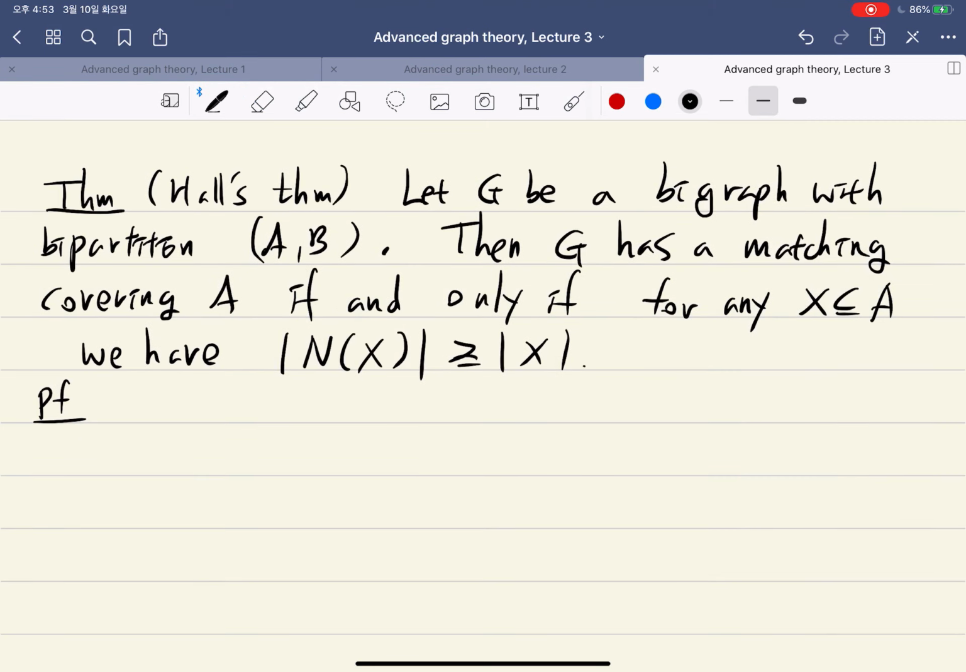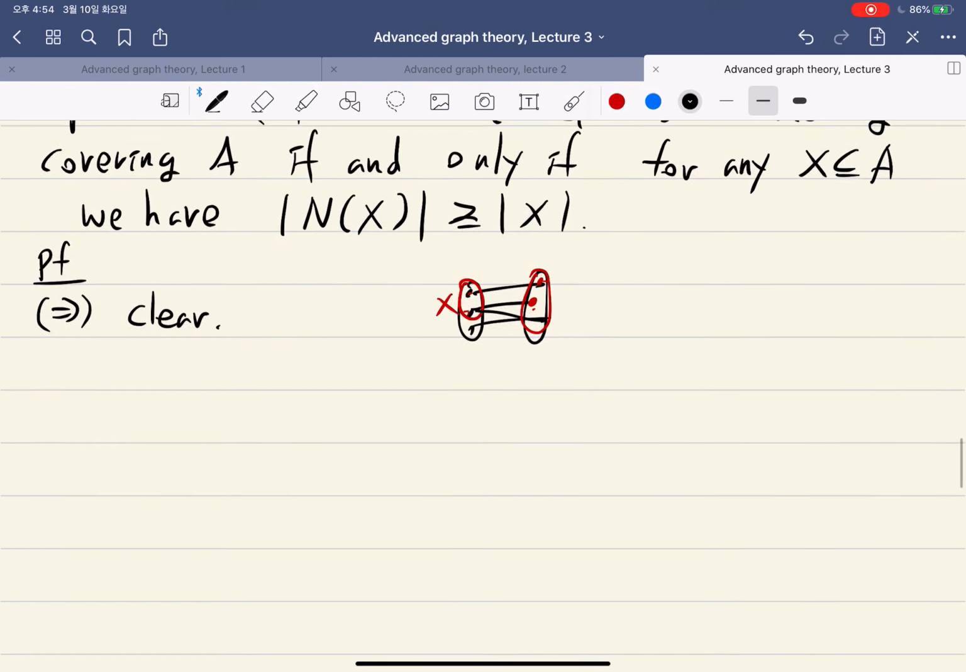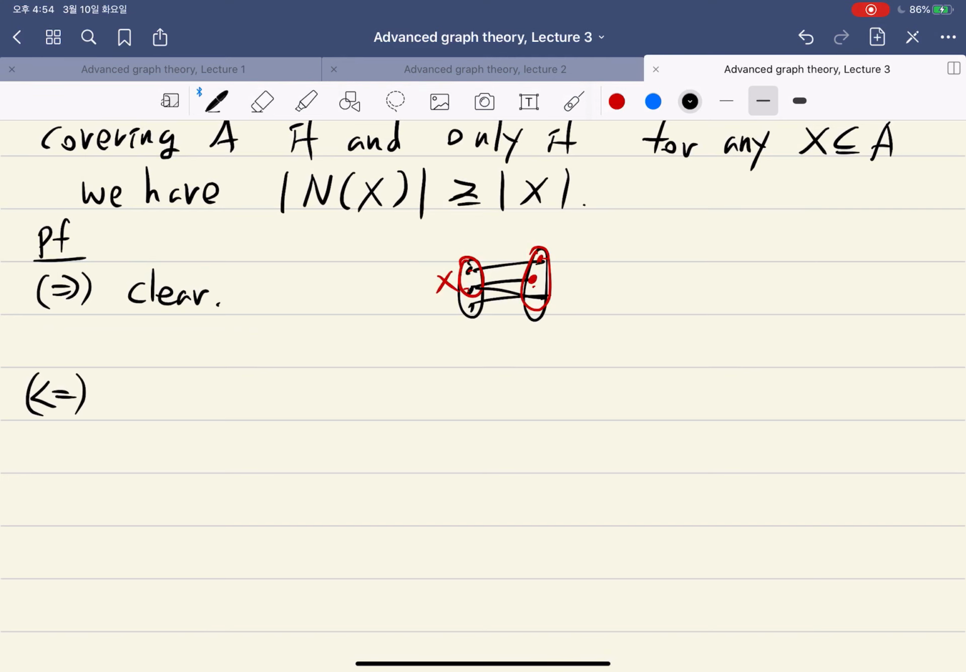So let's prove this. Necessity is clear, because if we have a matching, then whatever set X we take and consider its neighborhood, the partners of these vertices must be included in the neighborhood. So its neighborhood must be at least as big as the original set X. So we only have to prove the sufficiency.